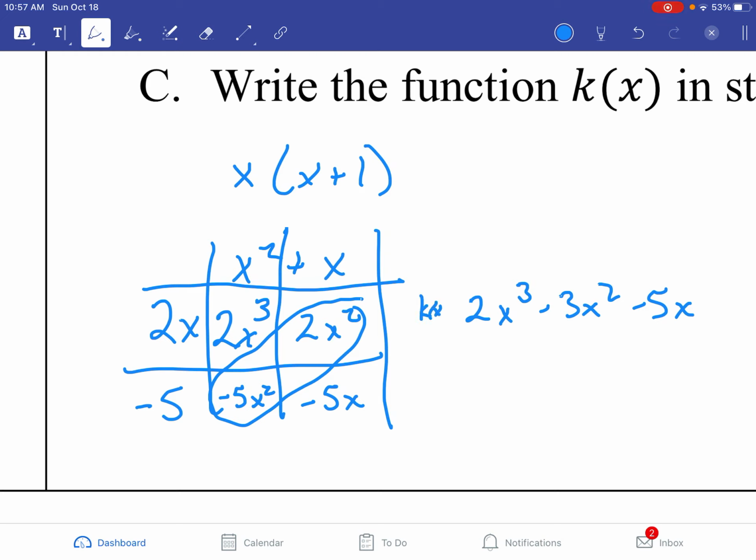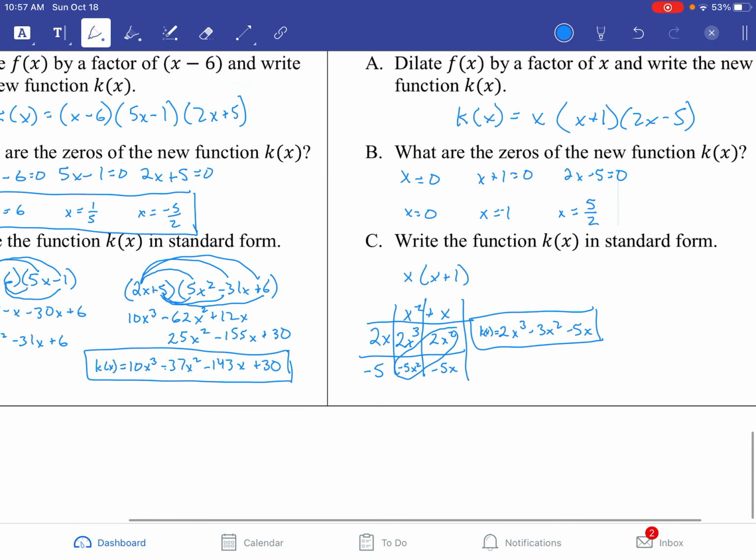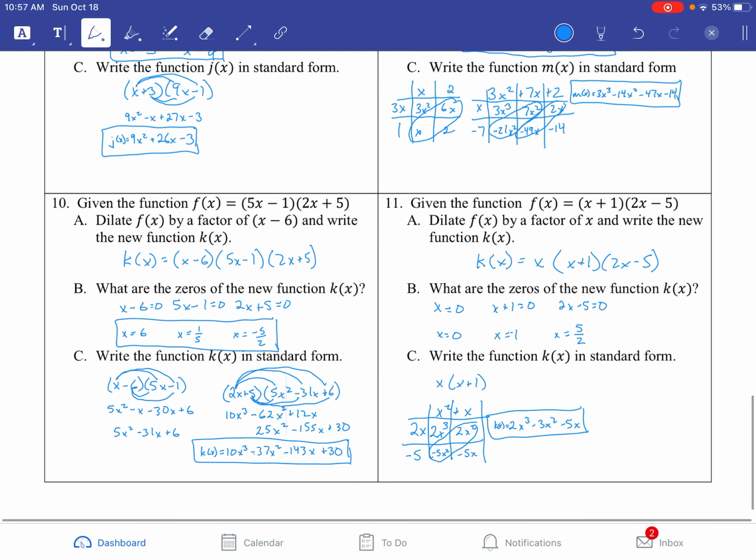I'm going to put the k of x out in front. And there we go. All right, so that's been a bunch of different examples to help you out. You can rewatch the video, pause it, whatever you need to do to help you out. Try the practice. The practice is going to be really important so you guys can do these on your own and make sure you know how to do it.